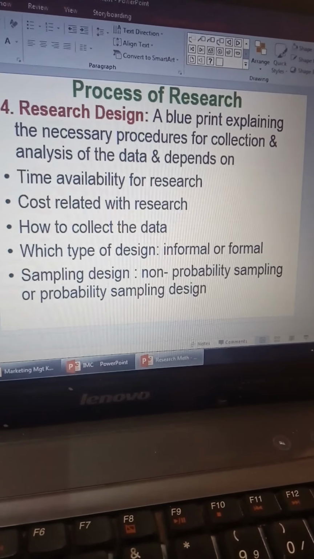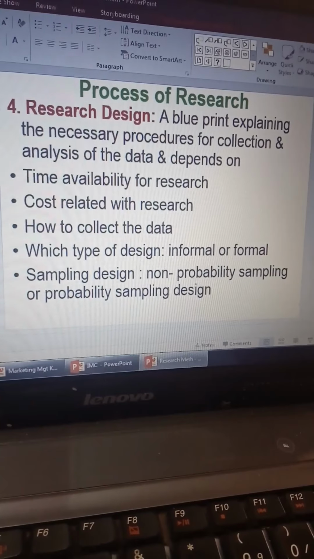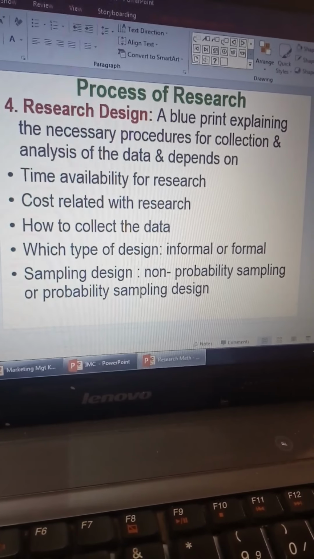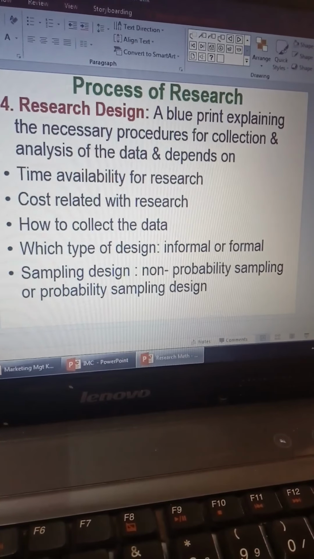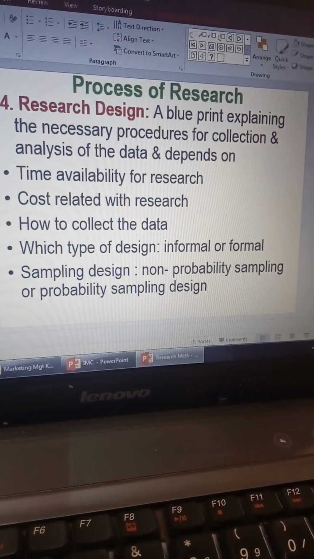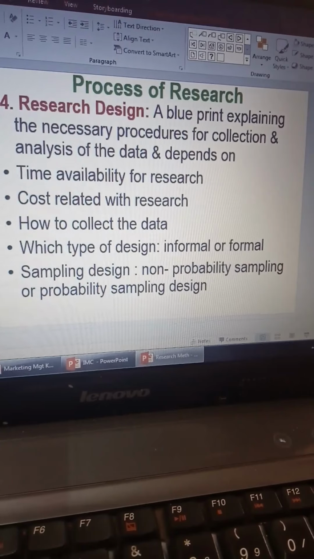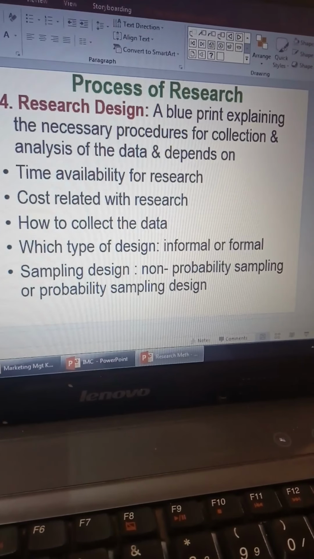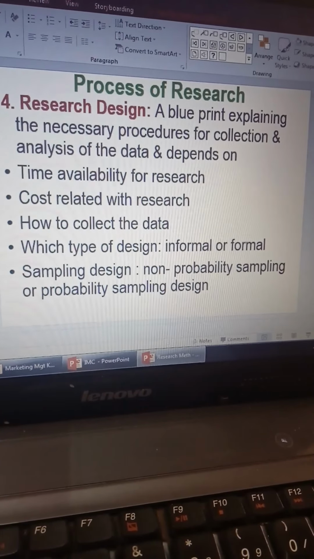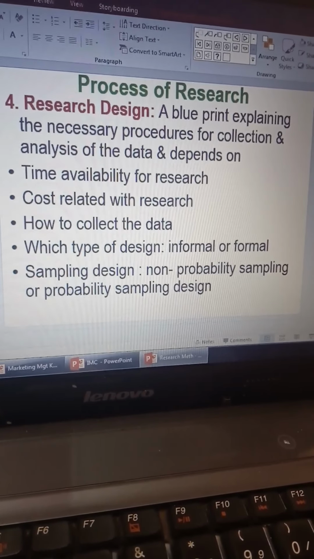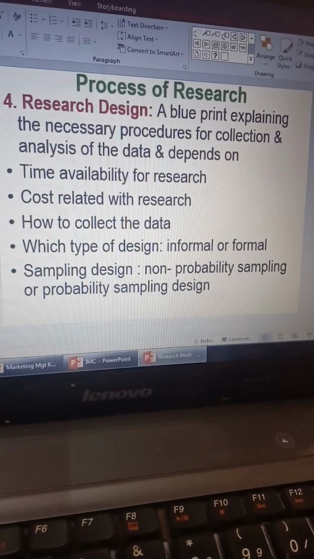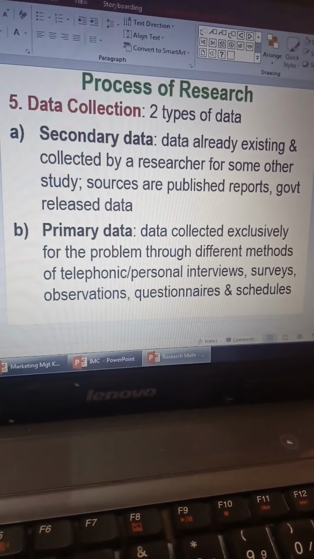Now, what is a research design? It's a blueprint explaining the necessary procedures for collection and analysis of the data, and it would depend upon the cost, the time, and the sampling design. These are the 3 basic factors which are very essential when you select the research design. The fifth is the data collection.